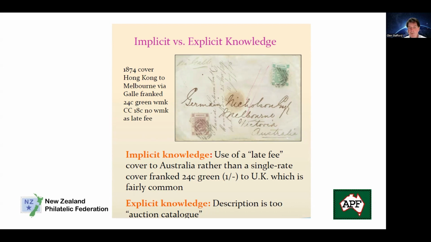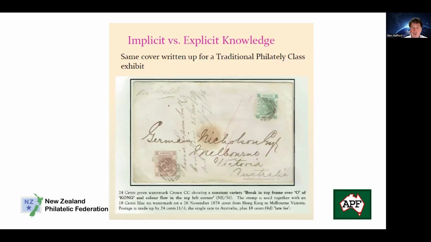What's the most important thing on this cover is the stamp. So the first thing it needs to describe is what the stamp is and anything particular about it, and then everything else can come later. So the implicit knowledge is showing your knowledge of late fees and also how these are franked. Explicit knowledge, the description is an auction catalogue description. So let's have a look what it should look like.